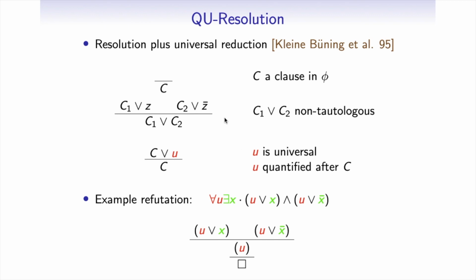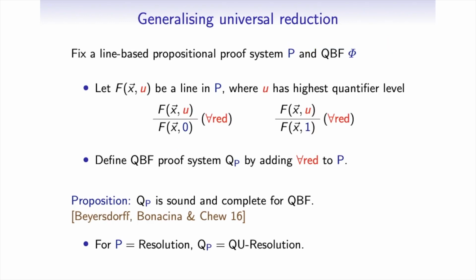All right, so the point is that you can get this QU resolution system just by adding to resolution this universal reduction rule. And in fact, this is a general thing, this universal reduction. You can do it with a general propositional proof system. I just showed you how it works with resolution, but it works really with any line-based propositional proof system. So let's fix a propositional proof system P, some QBF phi, and let's see how this works.